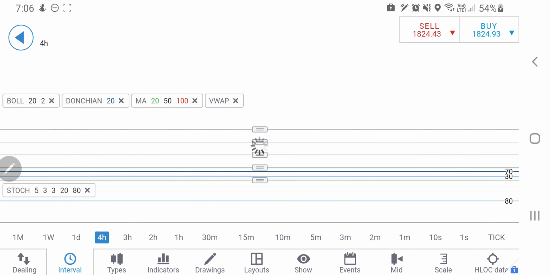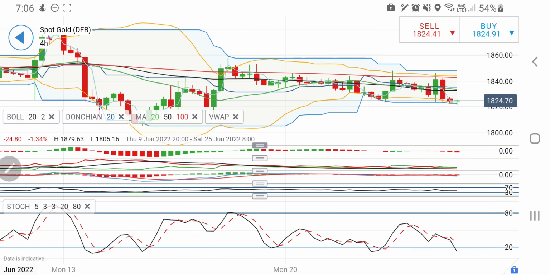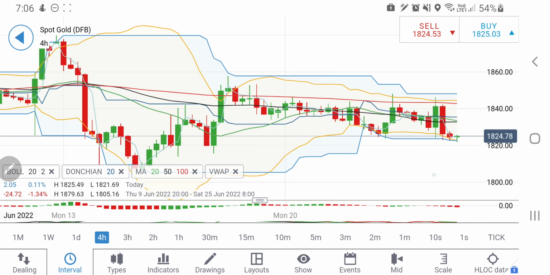Similarly, if you look at the 4 hour charts, on the 4 hour charts, similarly you will find that the candle size is diminishing.